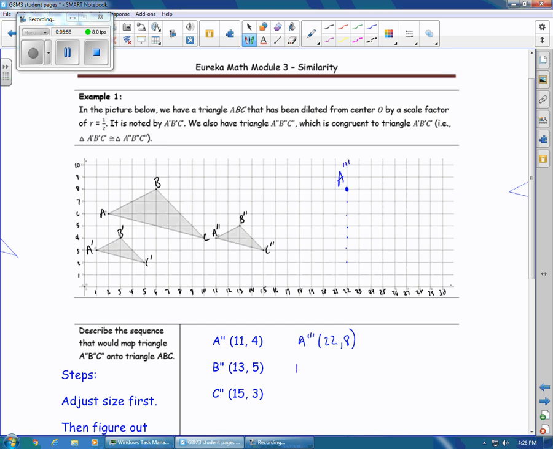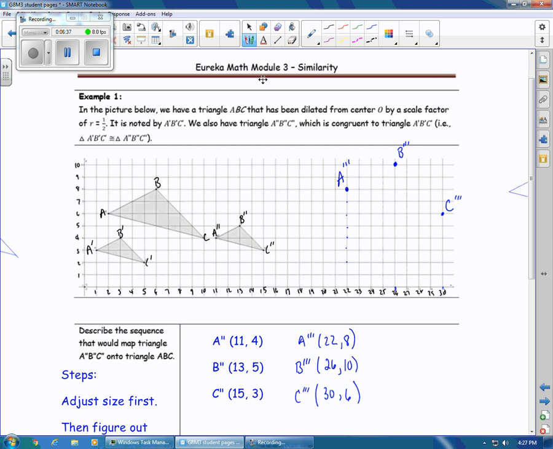B triple prime. 13 times 2 is 26. 5 times 2 is 10. So 26 right here, and then up 10. And that's the top line. So it's going to be B triple prime. And then C triple prime. 15 times 2 is 30. 3 times 2 is 6. So it'll be at 30, 6. There's 30. 1, 2, 3, 4, 5, 6. Right there, and that's C triple prime.